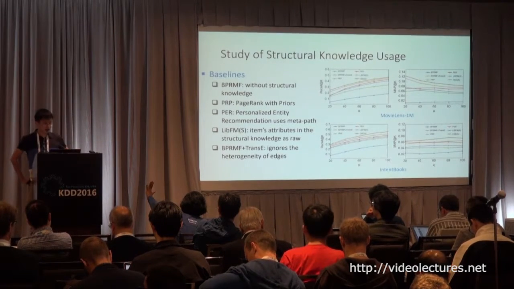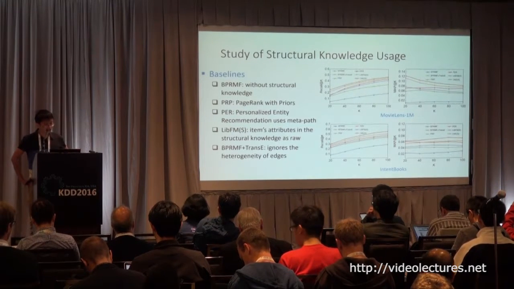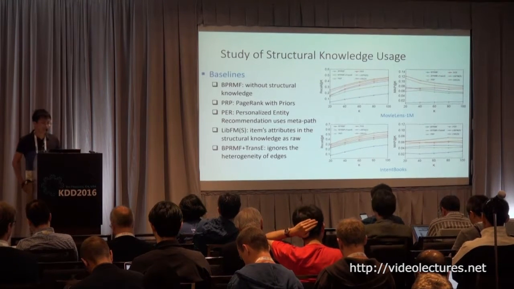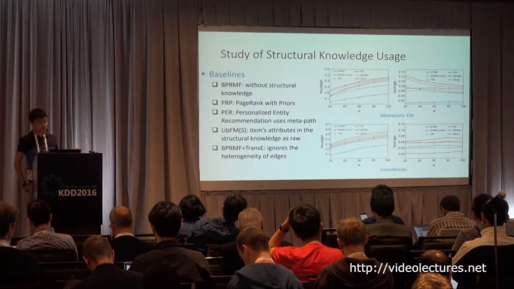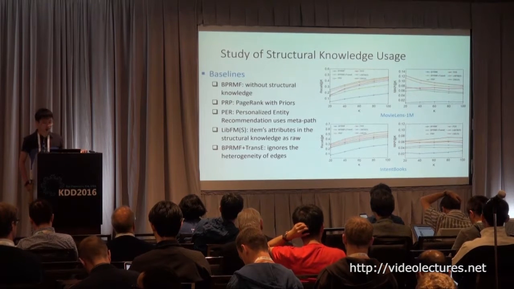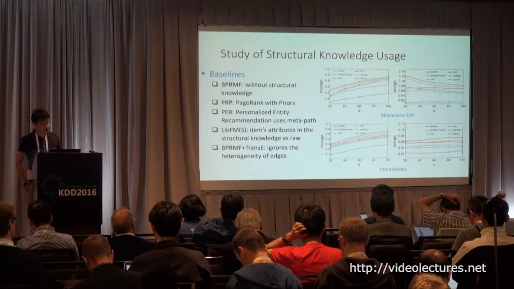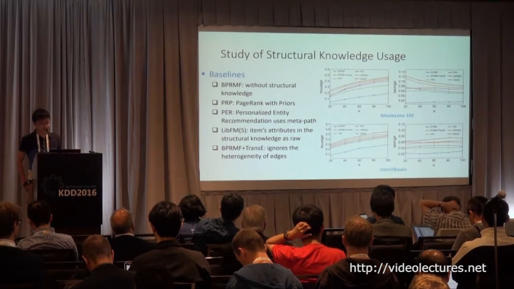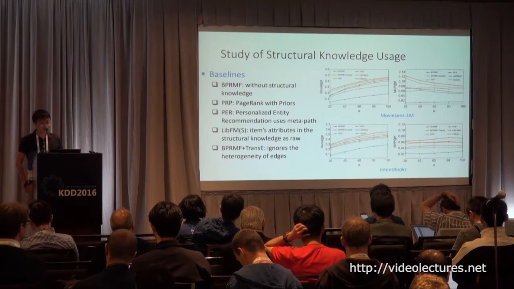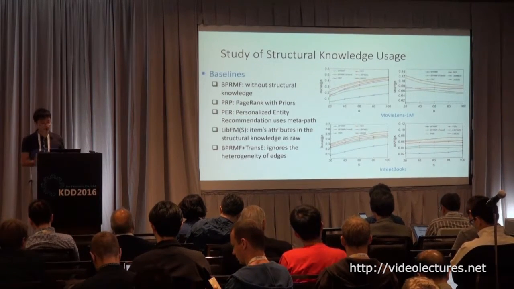First, we will evaluate the performance for each embedding component. First, we will have the study of the structural knowledge usage. There are some baselines, such as the basic collaborative filtering and PageRank with queries, and some others, personality anti-recommendation with the metapath, and factorization machine, and the heterogeneous of edges which ignores. We can see that our method uses the heterogeneous of embedding the network. It will achieve the best performance.